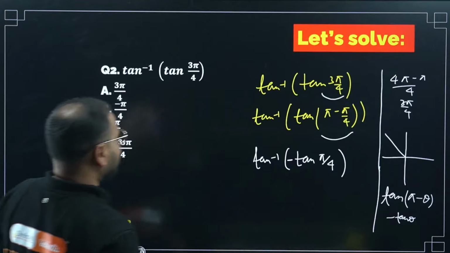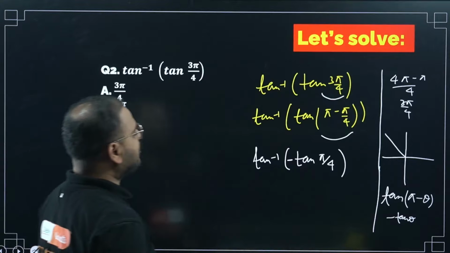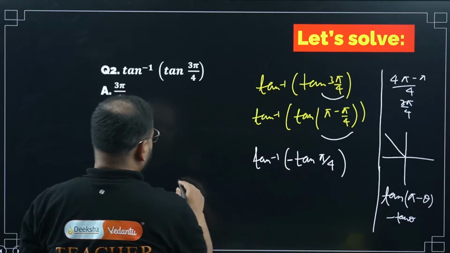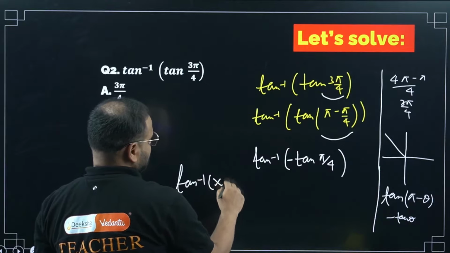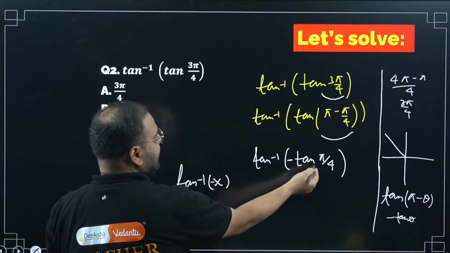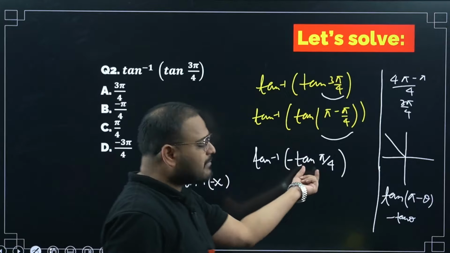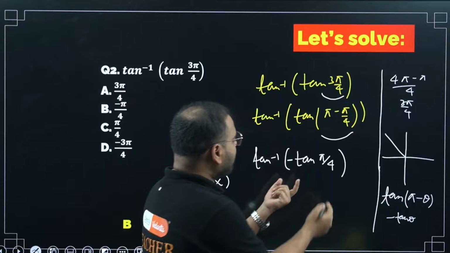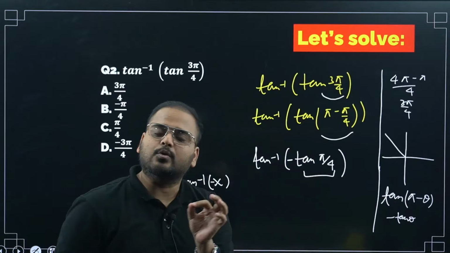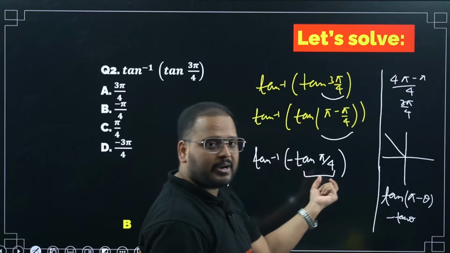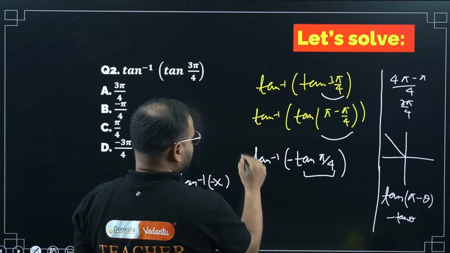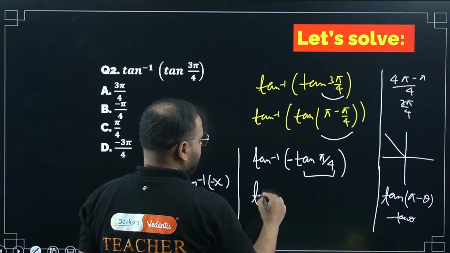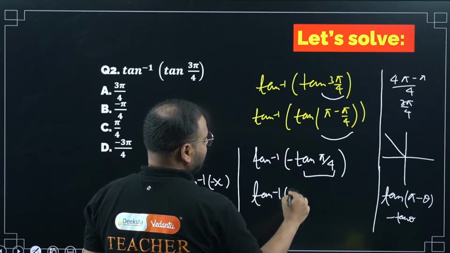Now what is this? Tan inverse of minus x, you said the formula. But I can take x as tan pi by 4 now, because if you solve tan pi by 4, I will get a value only. Tan pi by 4 will be a value, right? What is that value? 1. So this will become nothing but tan inverse of minus 1.